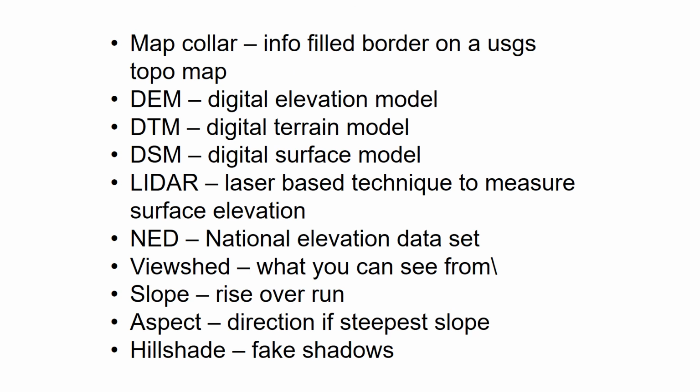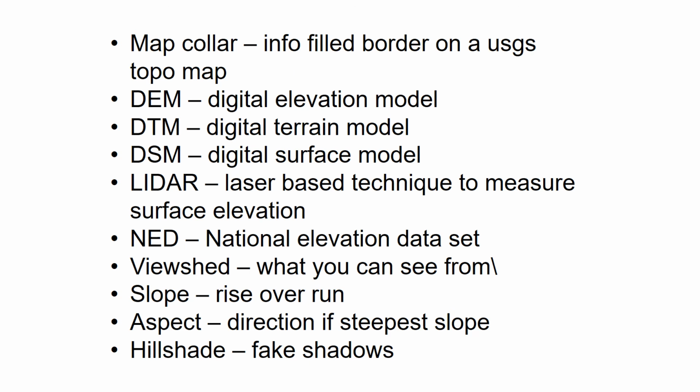Digital elevation model, a digital terrain model, digital surface model, they're all rasters with elevation, and they're all DEMs, but a digital terrain model is the actual ground. Digital surface model is the ground and whatever is on it, so that would be like the roof of buildings as opposed to the ground level. A lot of times we collect this with LiDAR, a laser-based technique to measure the surface. All this information and others is available through something called the NED, the National Elevation Data Set. Allows you to download a DEM for pretty much everywhere in the US.